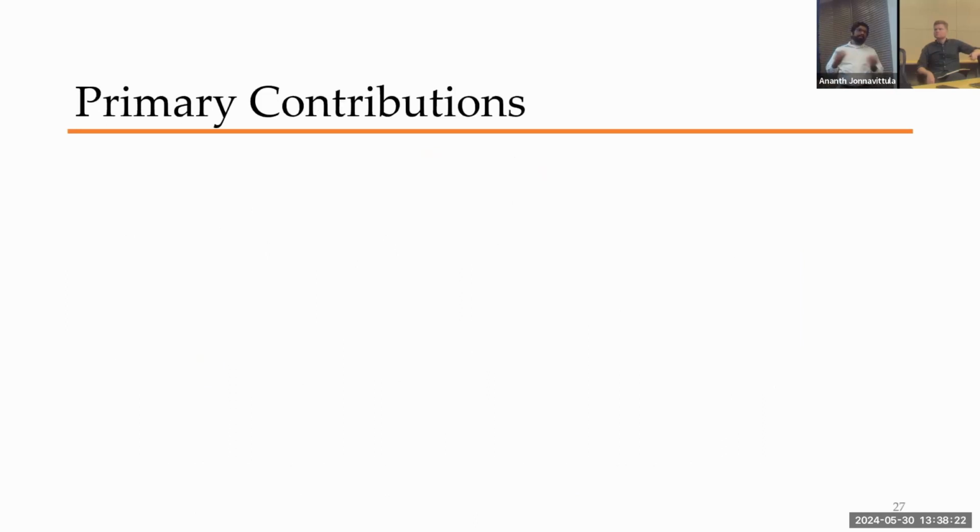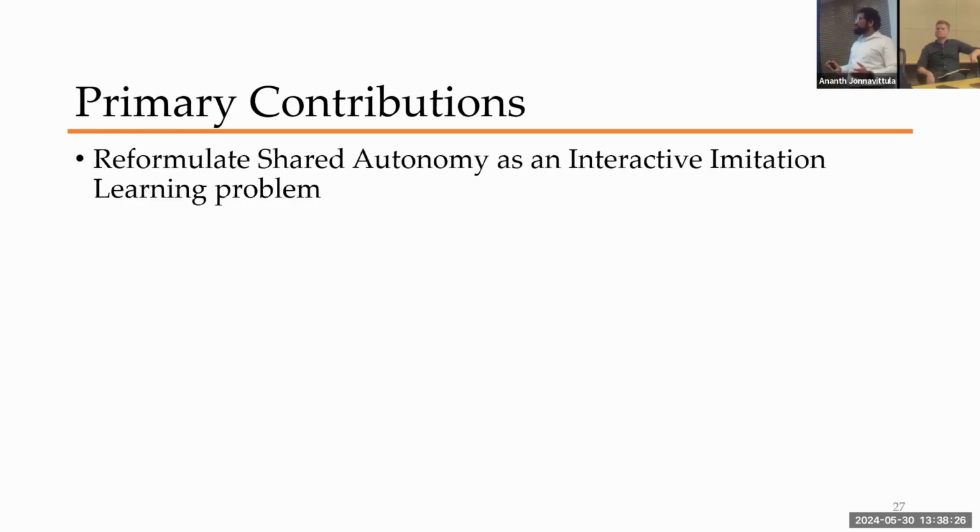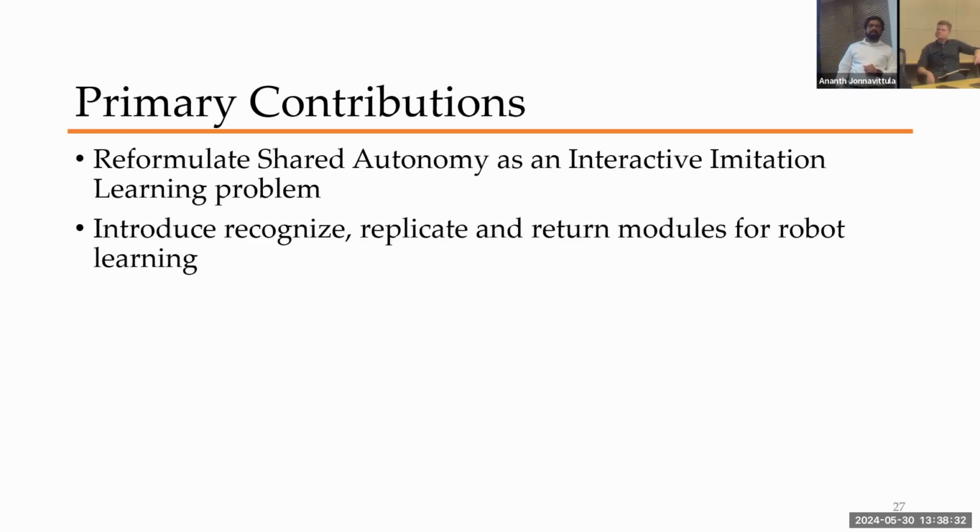So what are really our primary contributions in this work? I think the first is that we reformulated shared autonomy as an imitation learning problem, or interactive imitation learning problem. And this allows us to learn from history and interactions instead of relying on these predefined goals that the robot can go to. And to do this, we introduced 3 modules that we think are necessary for the robot: recognize, replicate, and return.